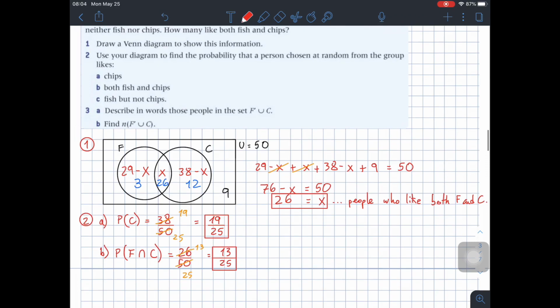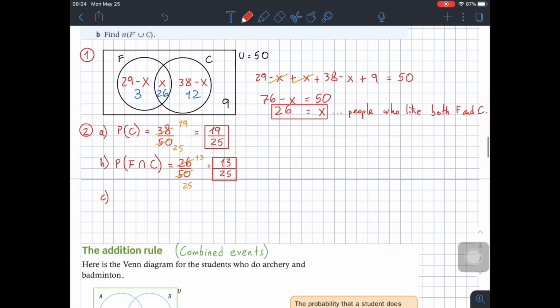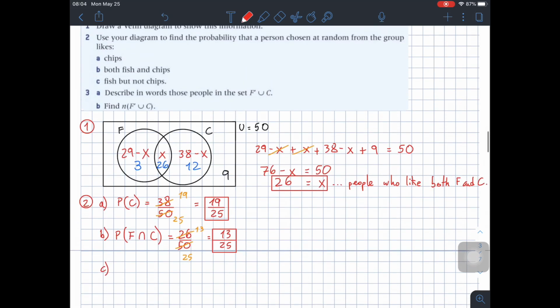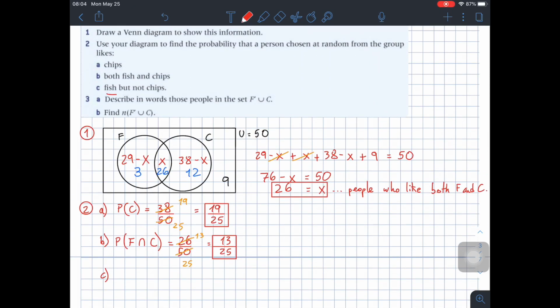Okay, then for part C, it says fish but not chips. If we say fish but not chips, we're referring to this region over here, right? It's people who like fish but do not like chips. So we're excluding the intersection, and we're also obviously excluding chips, right?